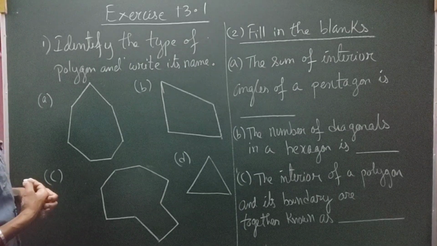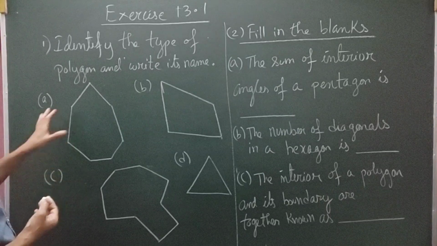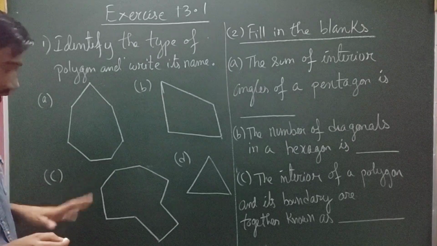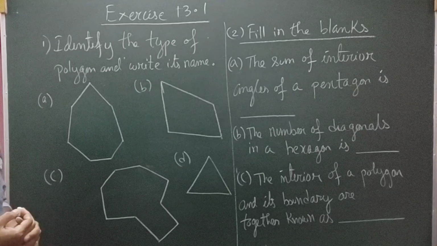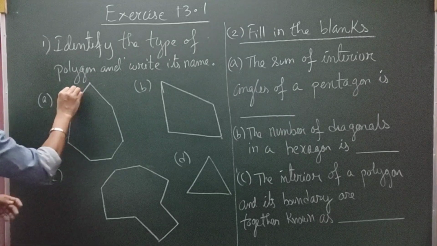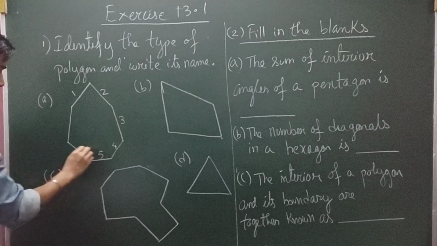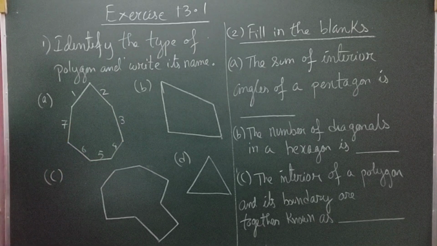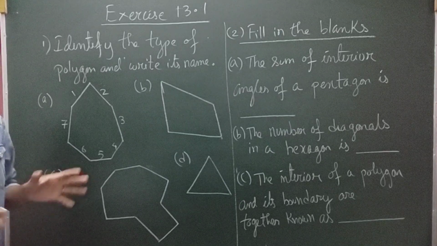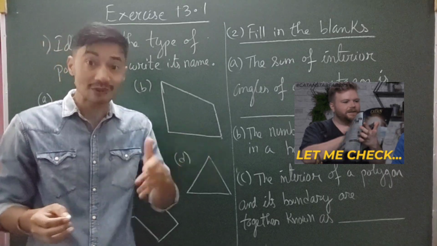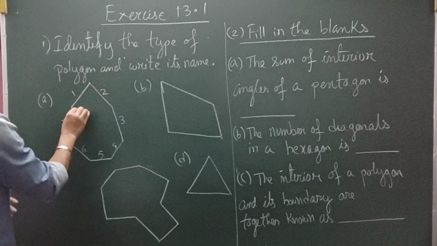Identify the type of polygon and write its name. So please don't mind my figure, I'm very bad at drawing. So the first one, how many sides do we have? Let's count the number of sides. So this is 1, 2, 3, 4, 5, 6, 7. So we have 7 sides. So what do we call a 7-sided figure? Check the notes quickly. What do we call it? We call it heptagon.